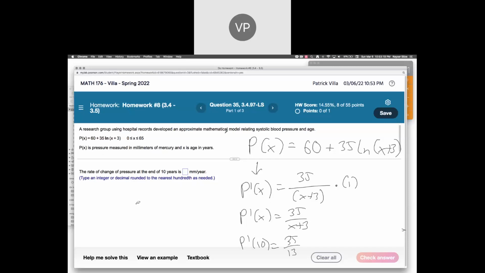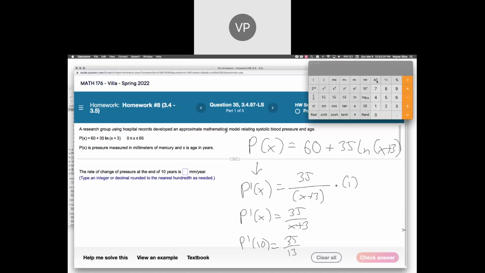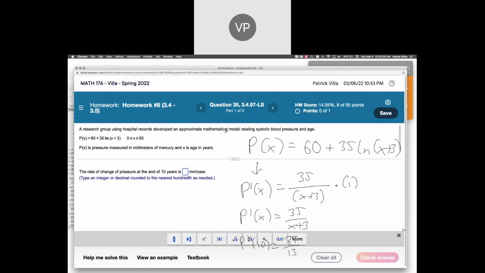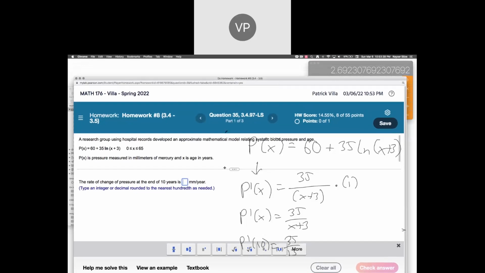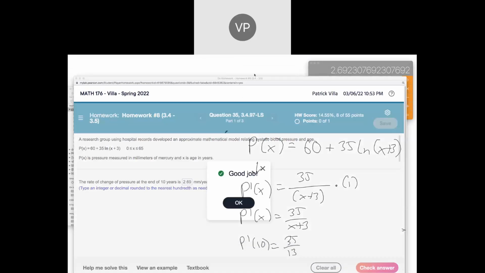They want us to type an integer or a decimal rounded to the nearest hundredth. Well, let's get the calculator out here. 35 divided by 13 equals, and that's what we have. So to the nearest hundredth, yeah, we should have 2.69. And we'll check that one and see what we get. And that looks good.